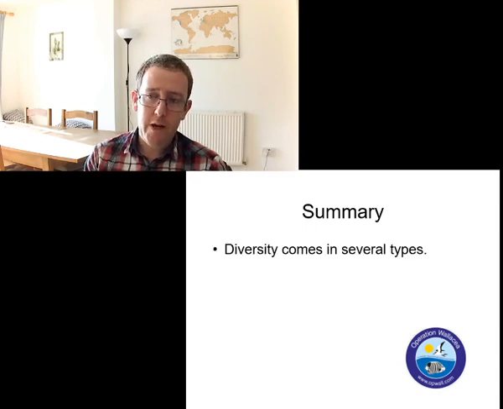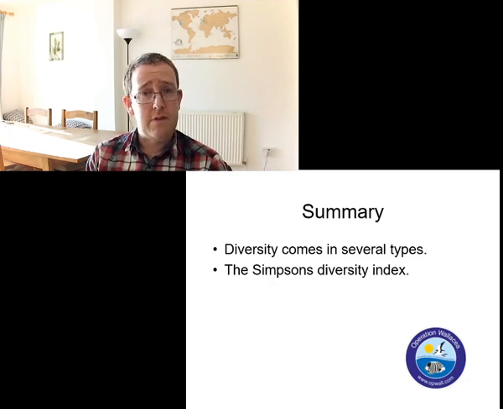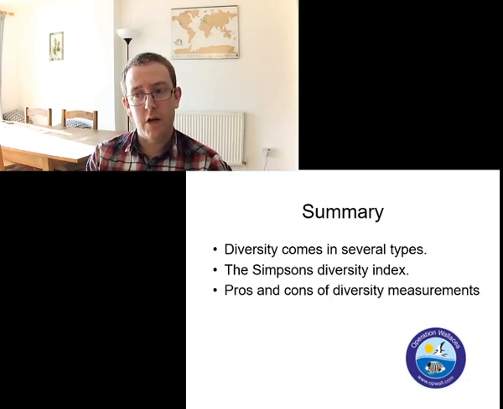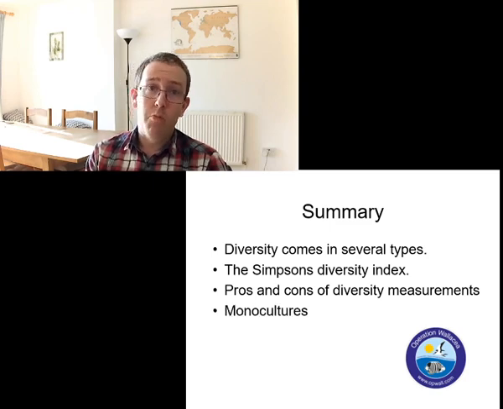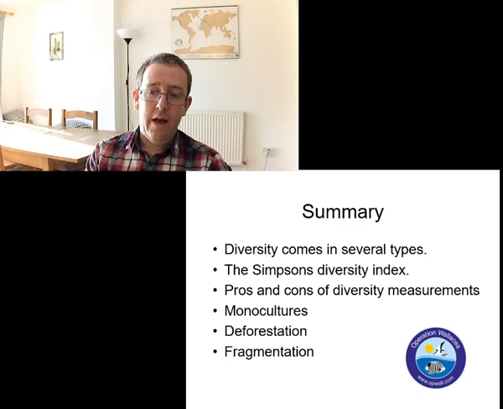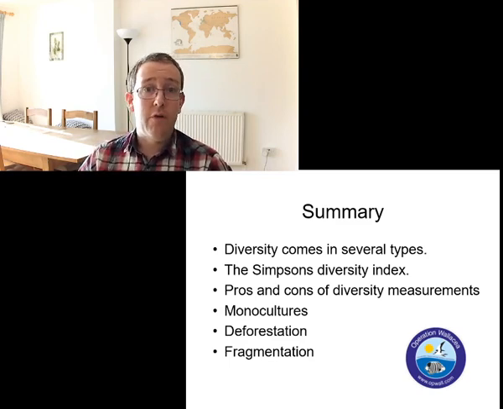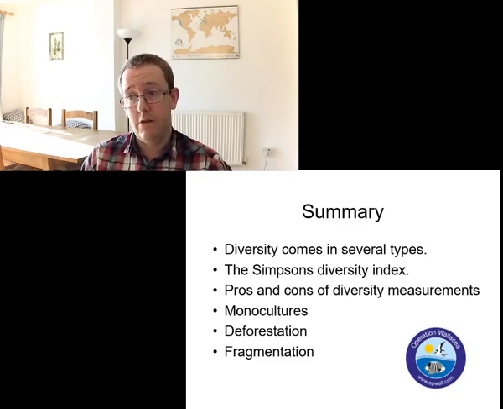But in terms of summary, diversity comes in several types, which is what we covered. The Simpsons Diversity Index and maths that we've done. The pros and cons of the different diversity measurements and when you might use them. What a monoculture is, what deforestation is and why people might do it, and fragmentation of forests. And we'll cover a lot more on the conservation side when we get to that point. We'll do the conservation lesson specifically at the beginning of Week 13.